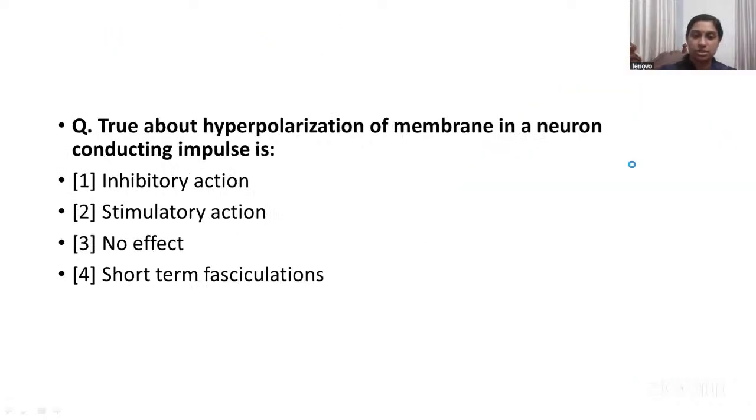So next question, this is also a very concept-based question. You have to learn about the action potential also. True about the hyperpolarization of membrane in neuron conducting impulses. The options are inhibitory action, stimulatory action, no effect, short-term fasciculations. So what's the answer? It's an inhibitory action. Why is it an inhibitory action?